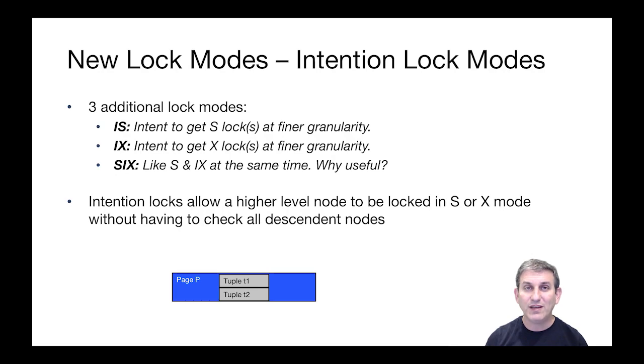Essentially for the table, we want a share on the whole table and an IX that says we're going to eventually get an X lock on some tuple. So that's S and IX together.